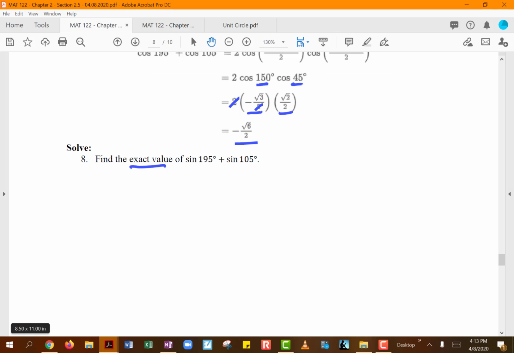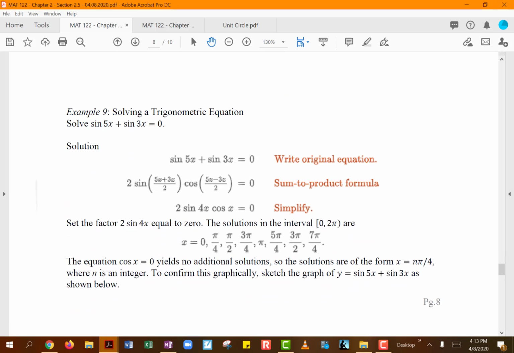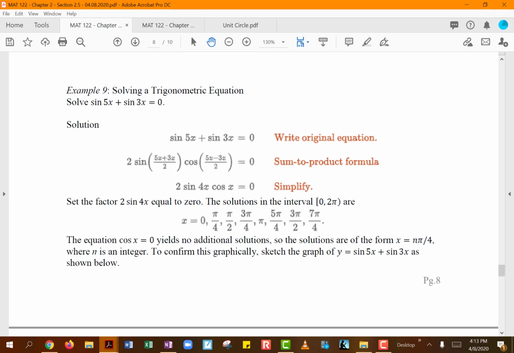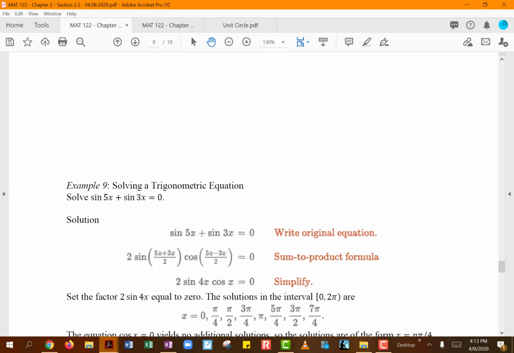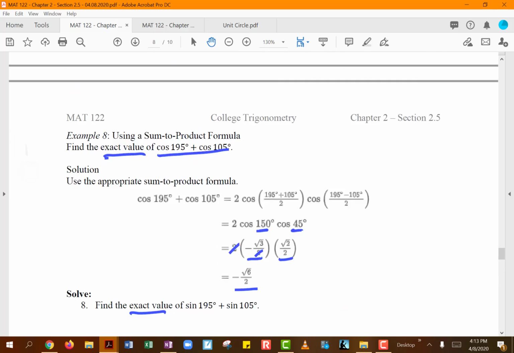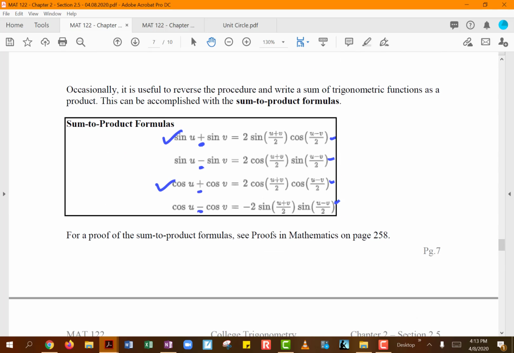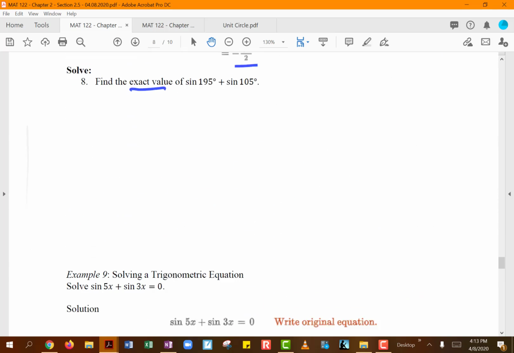So this one was problem number 8. So we're getting close here towards the end. Now this example here is again talking about solving and finding the answer for sine of 5x plus sine of 3x equal to 0. So this is adding sine with sine function. So it's actually the same rule that we did here, which is your rule number 1 over here. So that's the same rule we are using.